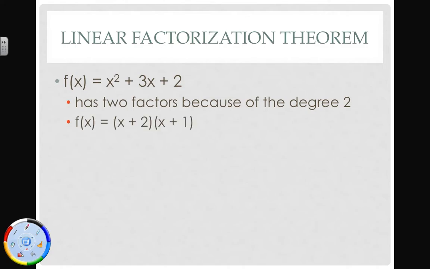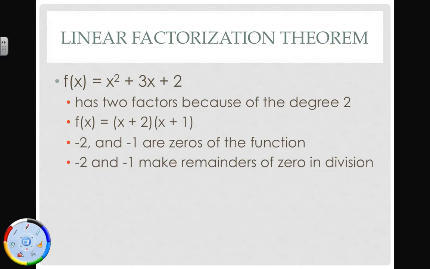And it factors to x plus 2 and x plus 1, which gives me -2 and -1 as zeros of the function. Remember, I'm describing things we know already. The other part that we might remember from previous lessons recently is since those two numbers are zeros, that tells me that if I use them in division, either synthetic division or long division using these 2 factors, I will get a 0 as a remainder, which means it is a 0.